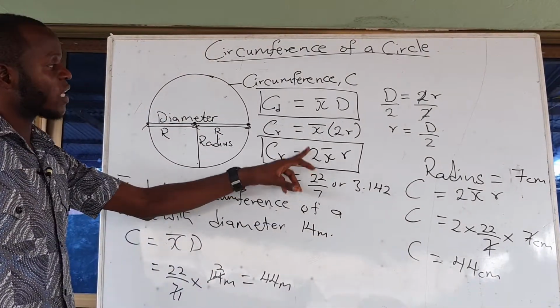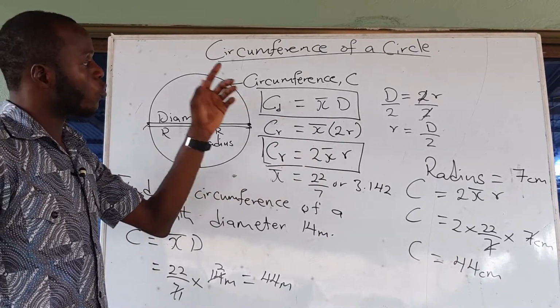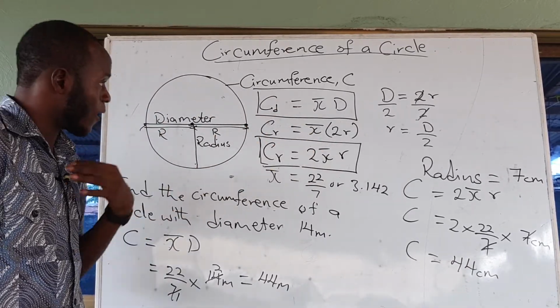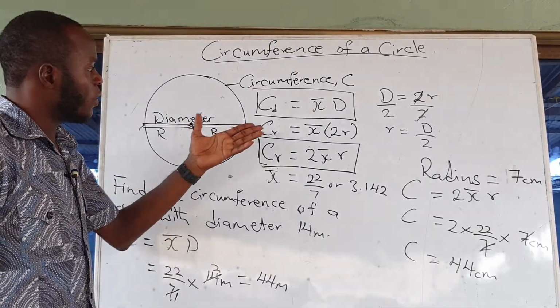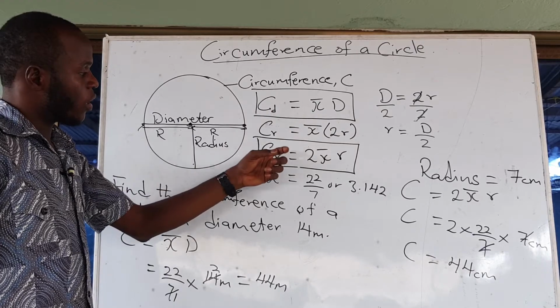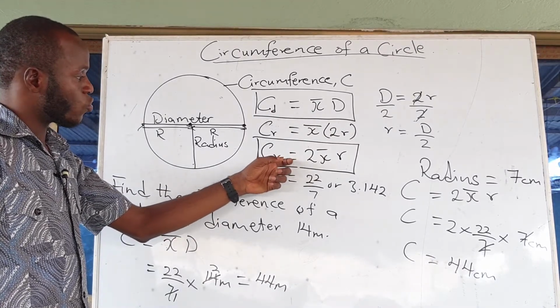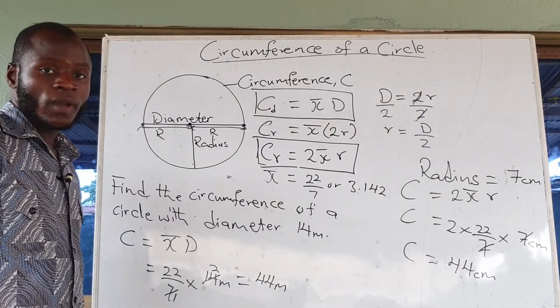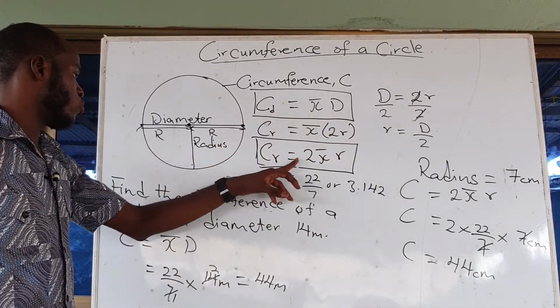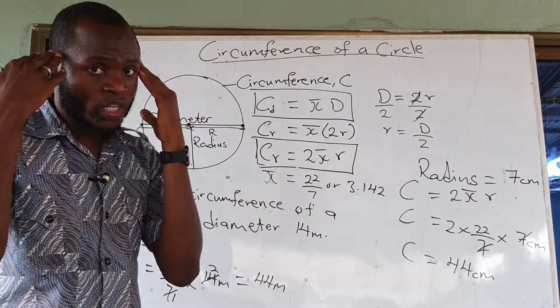So these two formulas are what we should take note of. When we are asked to find circumference and the diameter is given, this is the formula that we'll be using. And also if the radius is given, this is the formula that we'll be using: with the diameter we have pi d, and with the radius we have 2 pi r. That is what we should take note of.